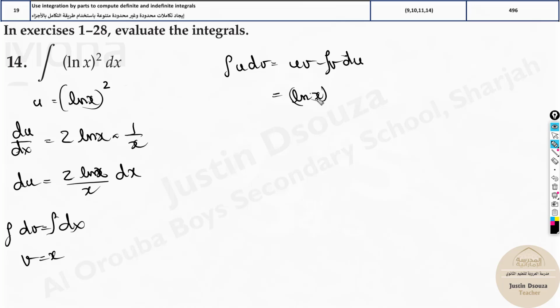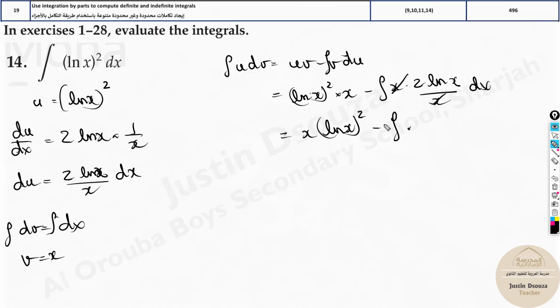Natural logarithm x the whole square times what is v? v is x, minus integral of x times what is du? It is 2 times natural logarithm x by x dx. Here the x and x cancel. So let's rearrange it and write x ln x the whole square. And we have over here the integration of, I'll take the 2 outside, the constant term, ln x dx.